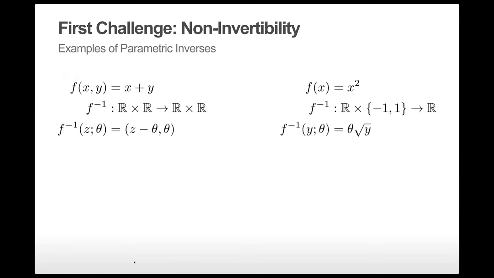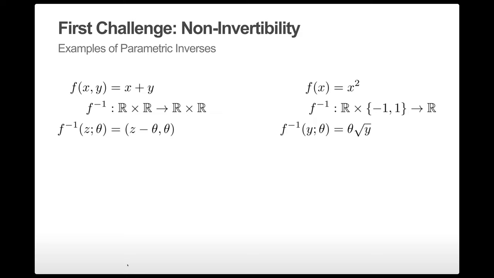So here I have addition, again, f on the left-hand side, f of x and y equals x plus y. And I'm going to construct this inverse, f inverse of z and theta, and it's going to return two values, one for x and one for y. The x is going to be z minus theta, and the y value is going to be theta. The point here is that z minus theta plus theta is equal to z, right? So I've recovered z. And the second point is that if I vary theta, I get back all the different combinations of x and y which will sum to z. So in other words, this inverse is both sound, in the sense that it does what I want from an inverse, and complete, in the sense that I can recover all of the possible x's and y's which could give me z.